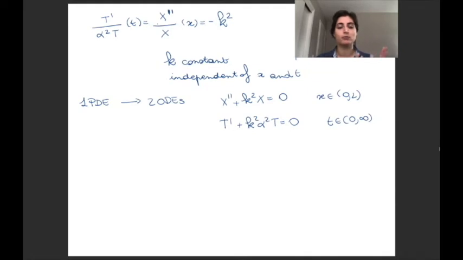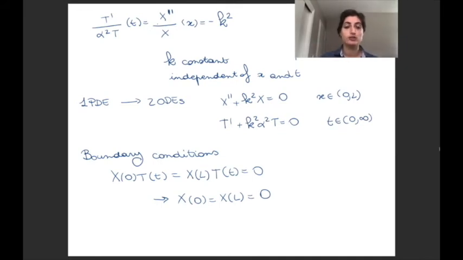We went from having one PDE to having two ODEs. So from the heat equation in one dimension, we got two ODEs, each one having just one variable and one dimension. And ODEs we have studied quite a while, so we should be able to solve these two things. Remembering that they are connected. In particular, they are connected through this k squared that is appearing in both situations and is supposed to have the same value.